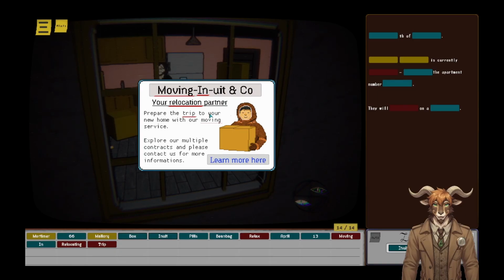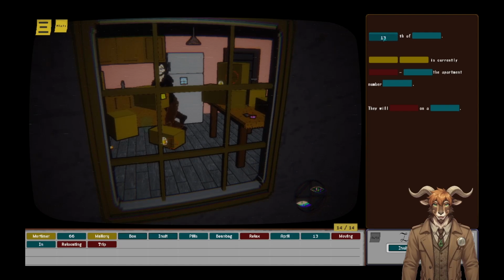Alrighty. So we know it's the 13th of April. That's the only date that we actually have down. And his name was Mallory Mortimer. Is currently relocating. 66 is this one. Is moving in. They will trip on a box.